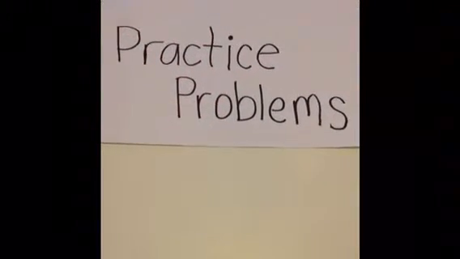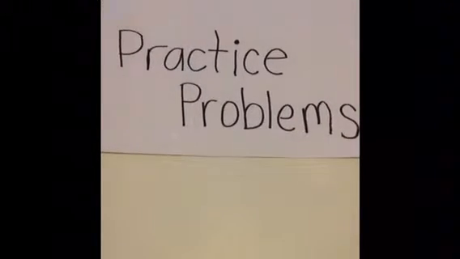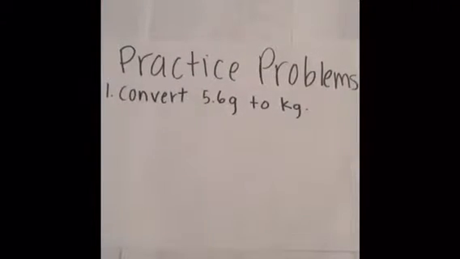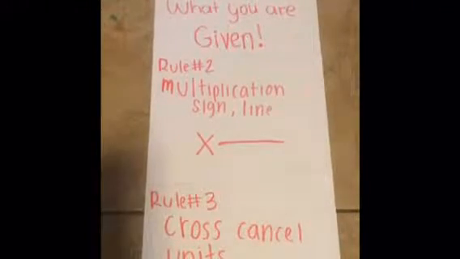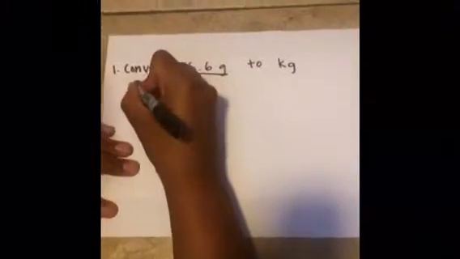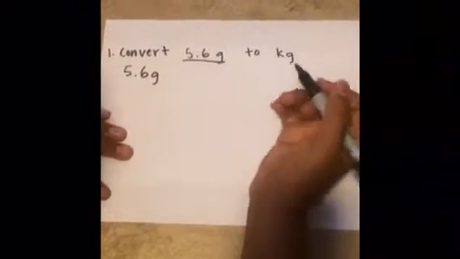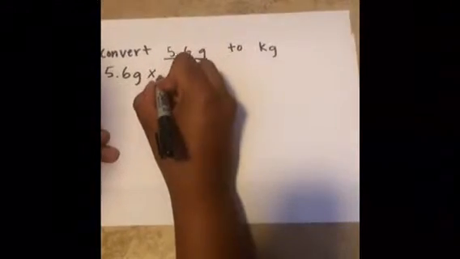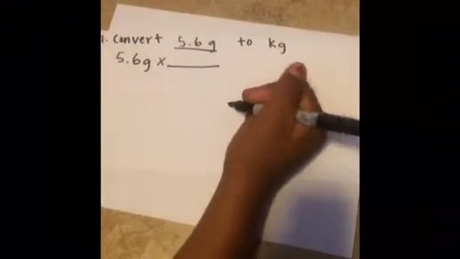Practice problems. In these practice problems, you are going to be using your SI units that you should have memorized at the beginning. Convert 5.6 grams to kilograms. You will need to follow these 3 rules. The first step is to start with what you're given. You are given 5.6 grams, so write it down. The second step is a multiplication sign and a line. The third step is to cross-cancel your units.